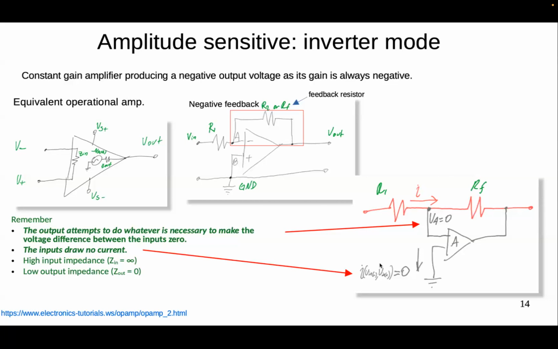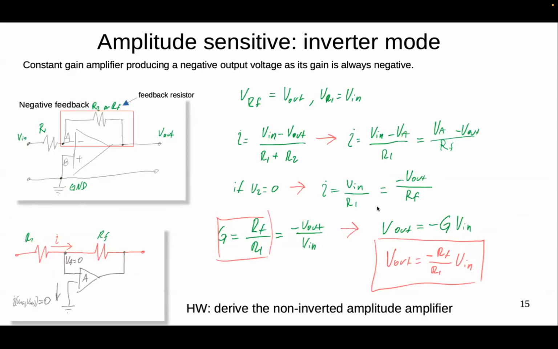Okay, so we have one input resistor where the input voltage is coming in. We have the feedback resistor, which is called R2, or more commonly RF, the feedback resistor. We have here two nodes: the node A, which is connected to the inverted input, and the node B, which is connected to ground.